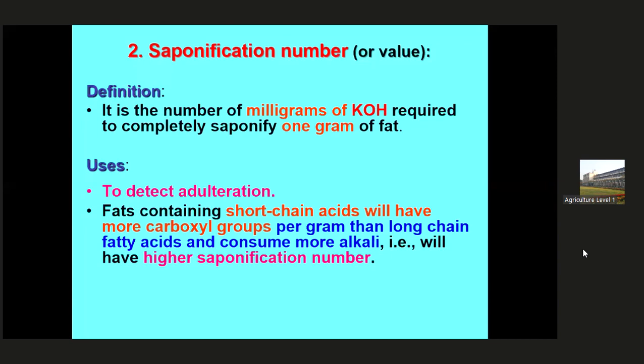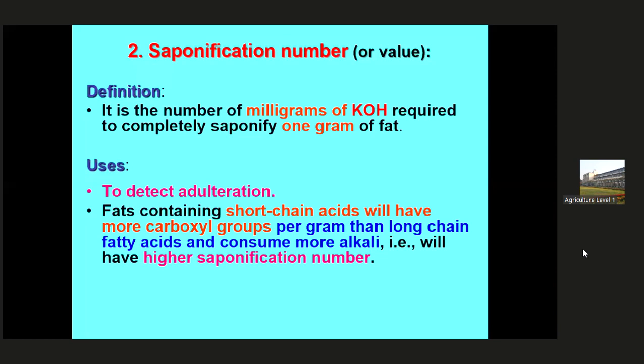So 20 carbon with 5 fatty acids will contain only 5 carboxyl groups. 10 carbon with 10 fatty acids will contain 10 carboxyl groups. 5 carbon with 20 fatty acids will contain 20 carboxyl groups.